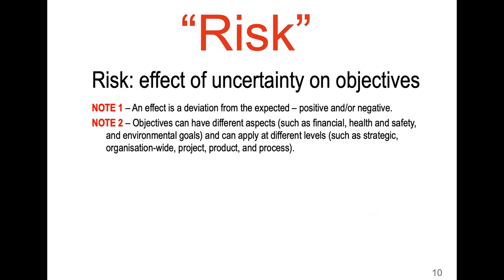As I said, the objectives can have different aspects. We could have a financial objective, a health and safety objective, and an environmental objective. And these objectives can be seen at different levels, a strategic objective, with everyone trained and doing it safely, or a process objective, to complete a process. So we have to be clear what our objective is and at what level we're talking.